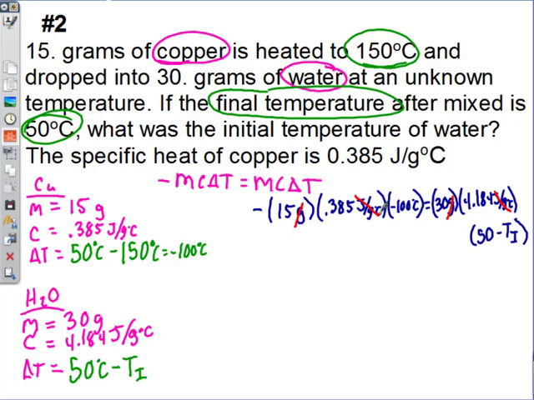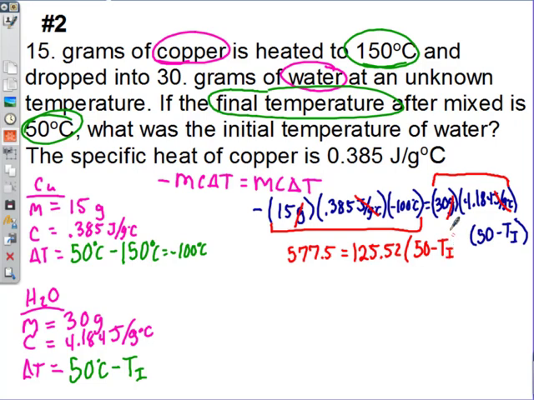Okay. When solving this, I can just combine all of this. I can multiply those three together because they're all numbers. So I'm going to multiply all three of them together, and I'm going to get 577.5 is equal to. And on this side, I'm going to combine these two because they're just numbers as well. So 30 times 4.184, and so I'll get 125.52. And I didn't do anything to the last part, which is 50 minus TI. So this is what I have so far. I just combined the terms.